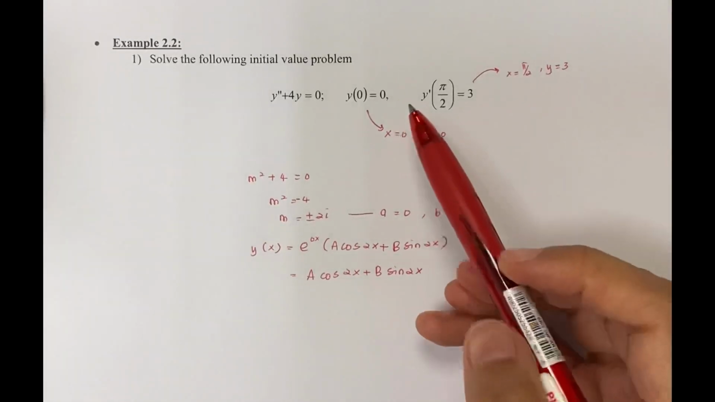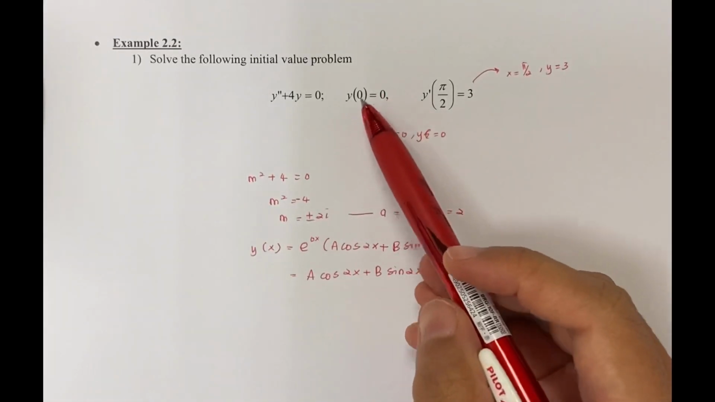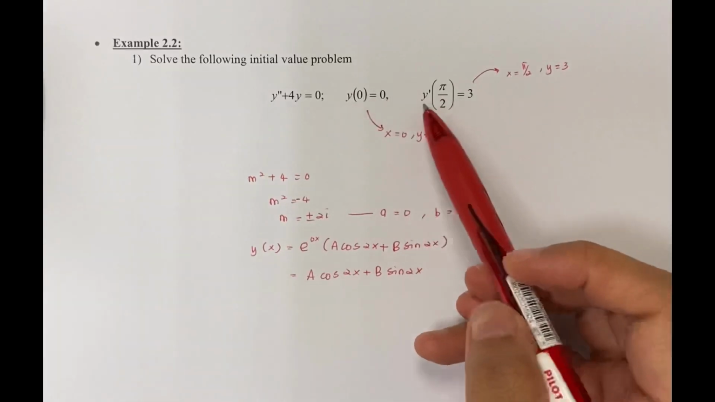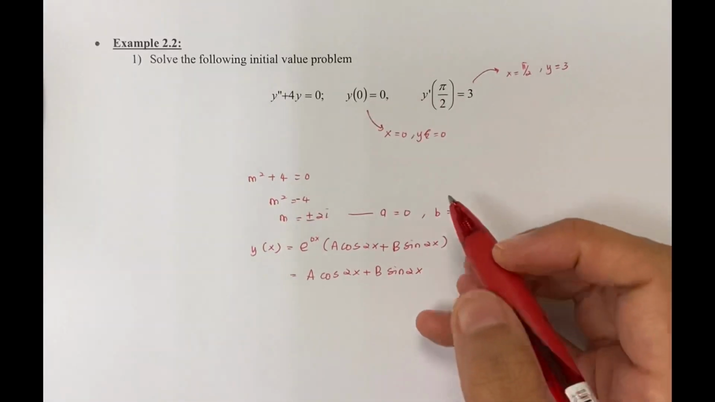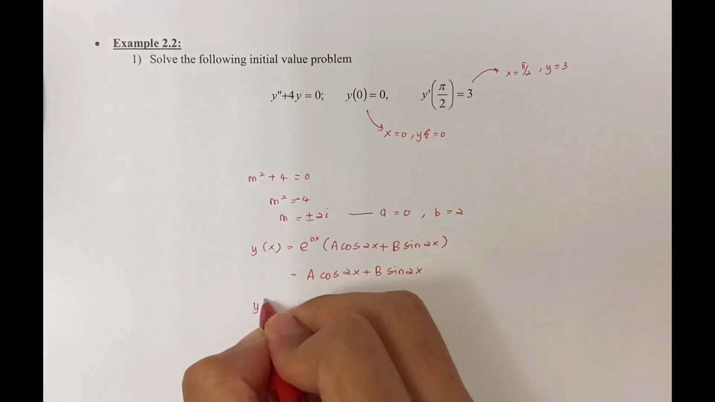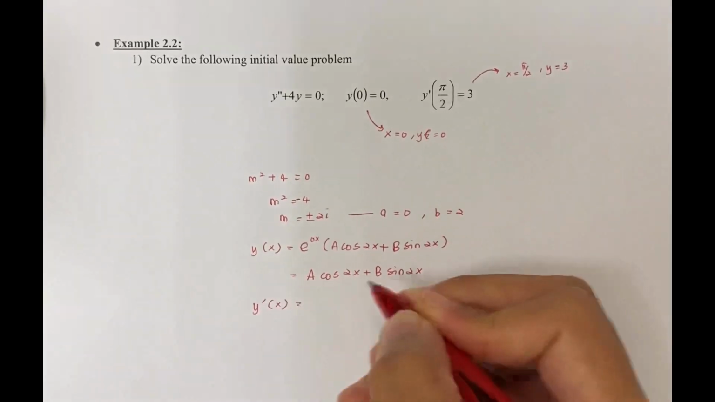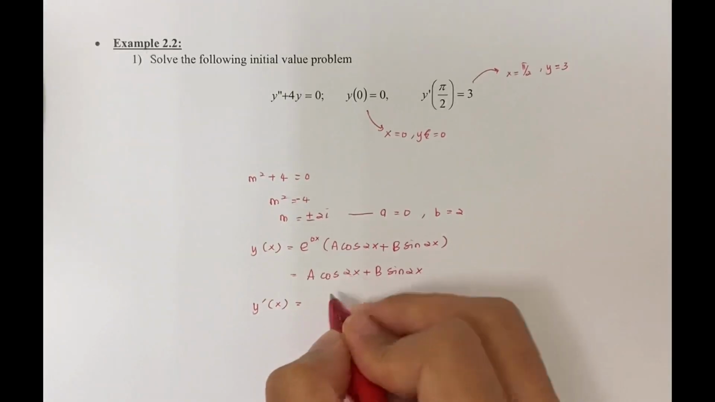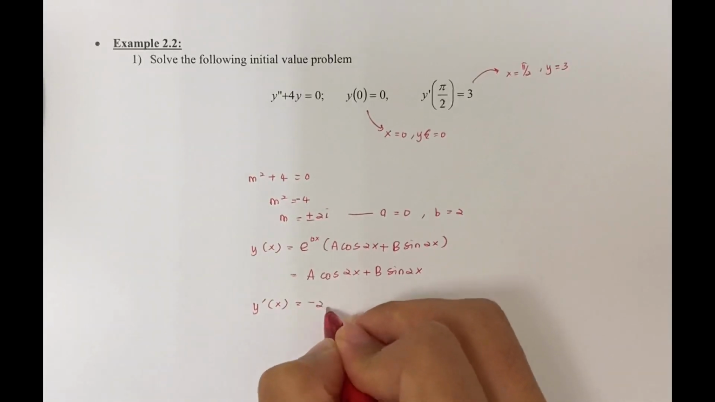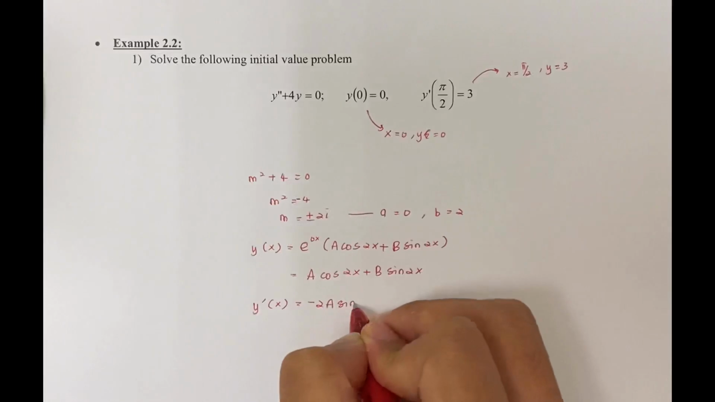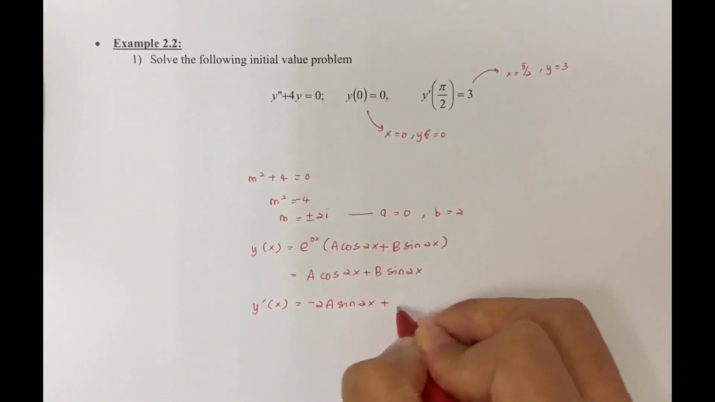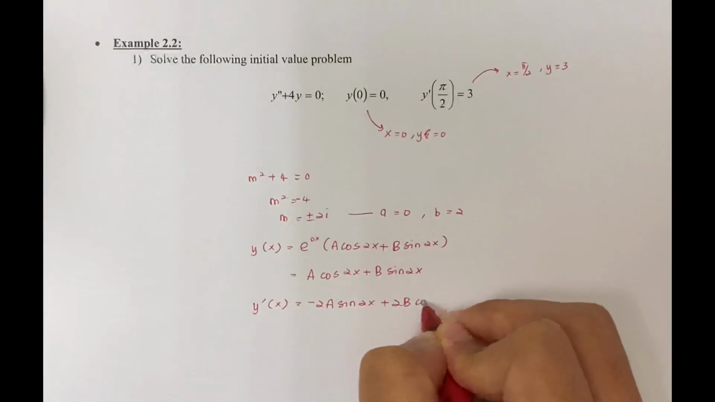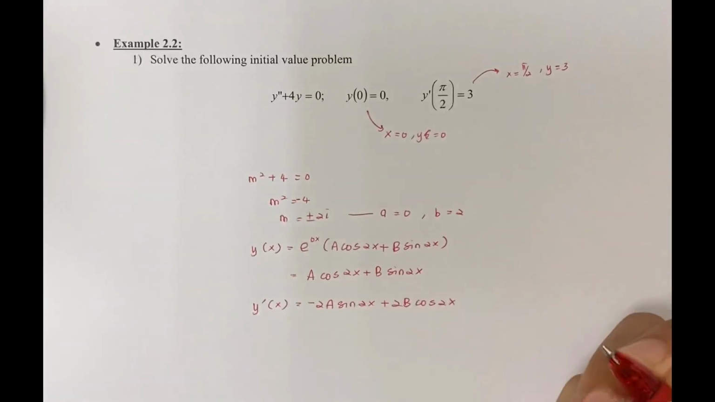Since you have your initial value problem, given y(0) and y prime of pi over 2, you need to find what is your y prime. So y prime, you need to differentiate this a cos 2x plus b sin 2x. Differentiate this, it will give you negative 2a sin 2x plus 2b cos 2x.